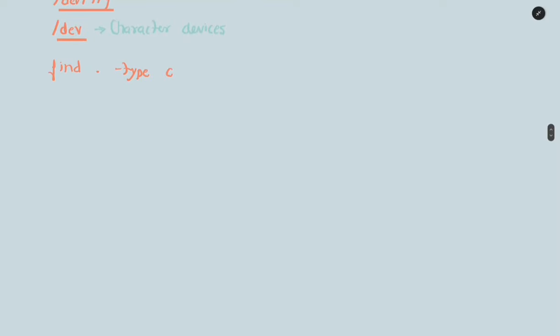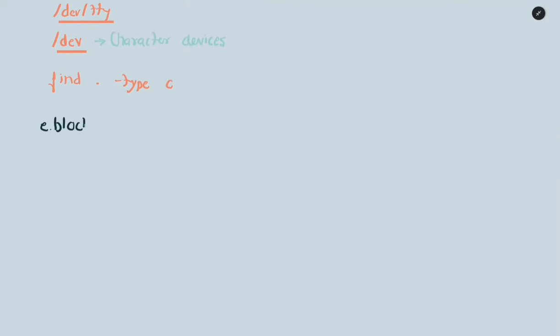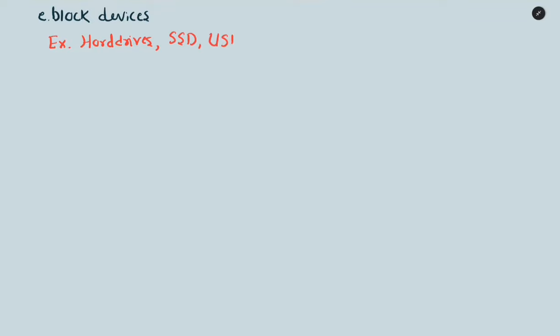Now we will study block devices. Okay, first let's see the examples of block devices. Example: hard drive, SSD, USB, or CD or DVD drives. These are examples of block devices.